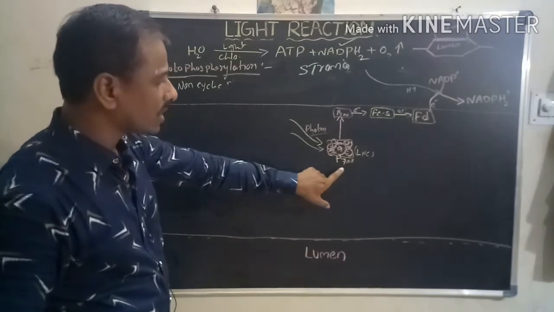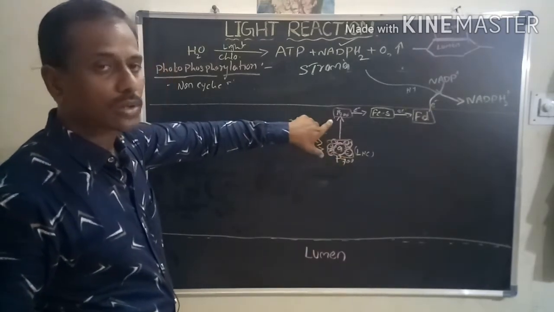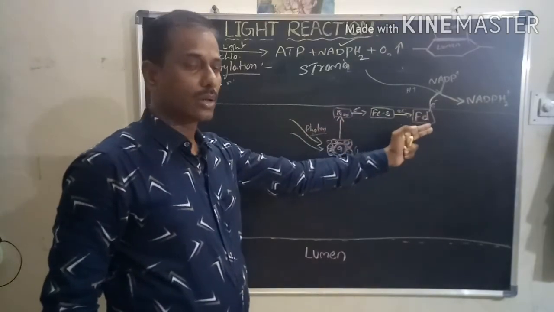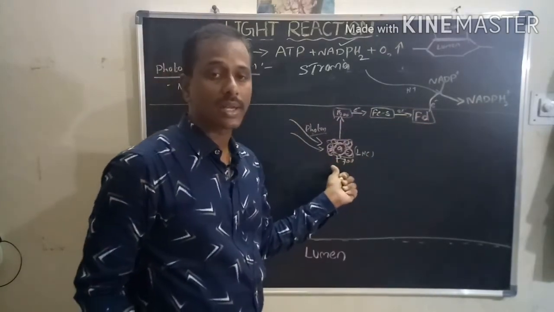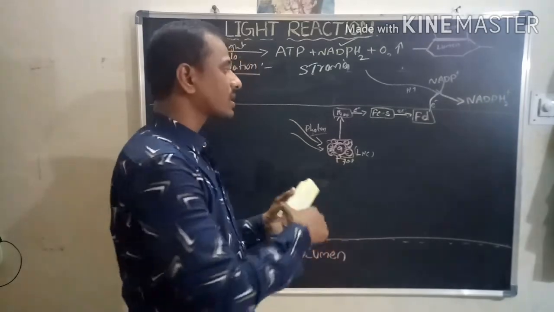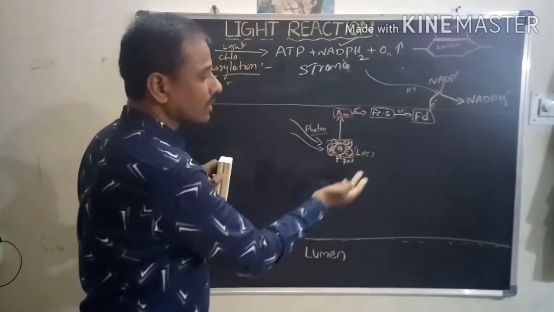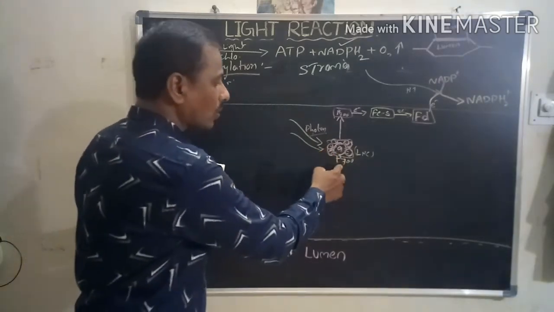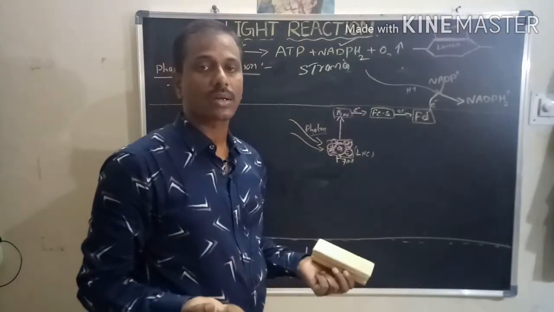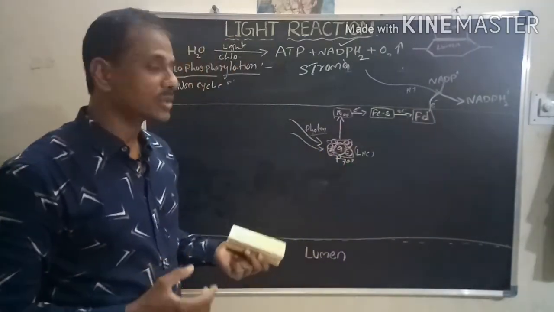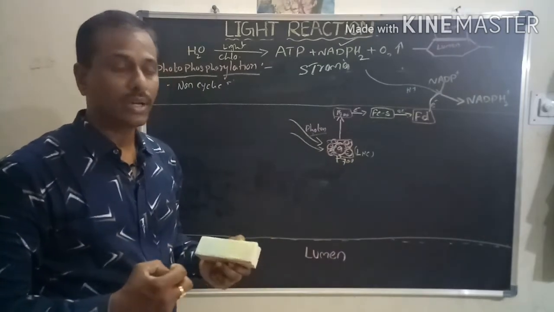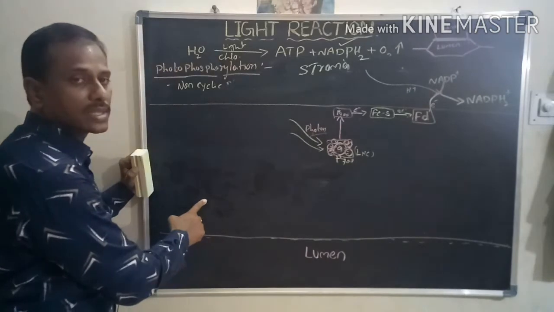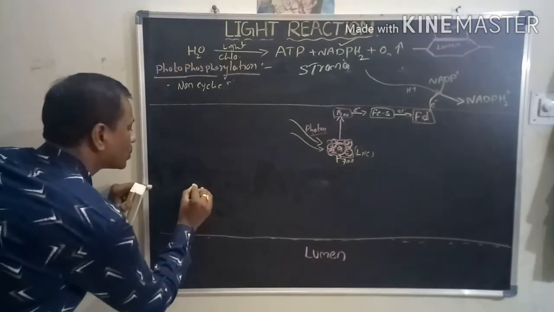Then here the P700 lost its electron. When it is excited, it releases its electron. Then how will it fulfill its electron? When it lost its electron, immediately it goes to the ground state. In the ground state, it lost its electron. How is it satisfied? How does it gain its electron? It will be supplied by the second photosystem, that is PS2.